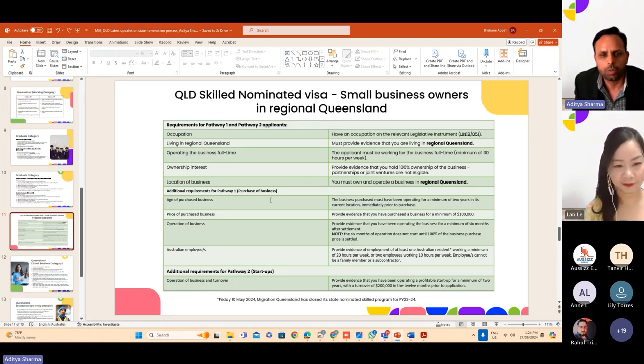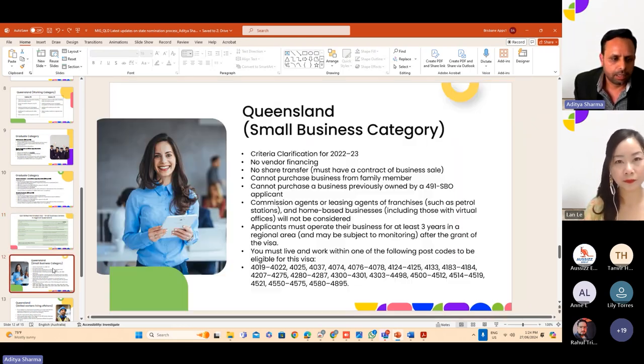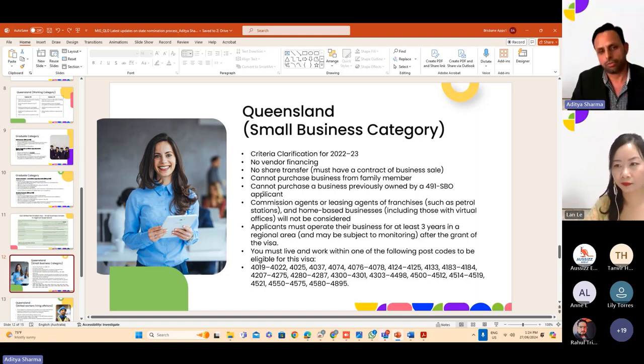Again, whenever you decide on this category, please seek advice beforehand. There are other things you need to know. As I said, the business has to be in a regional area, and there are postcodes listed for the regional areas. You can always consult us. There are a few other things to know: there is no vendor financing, so it has to be 100% your ownership.